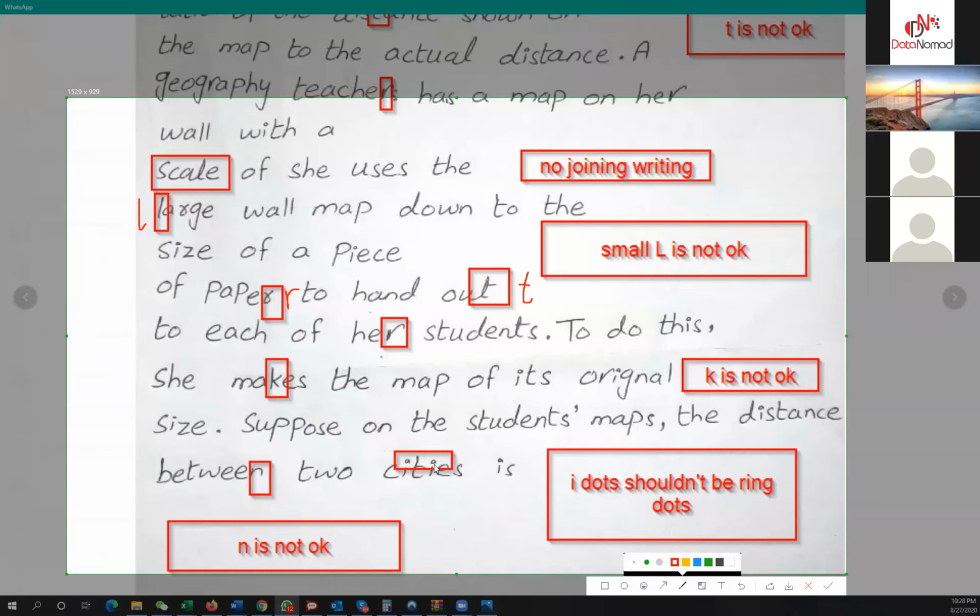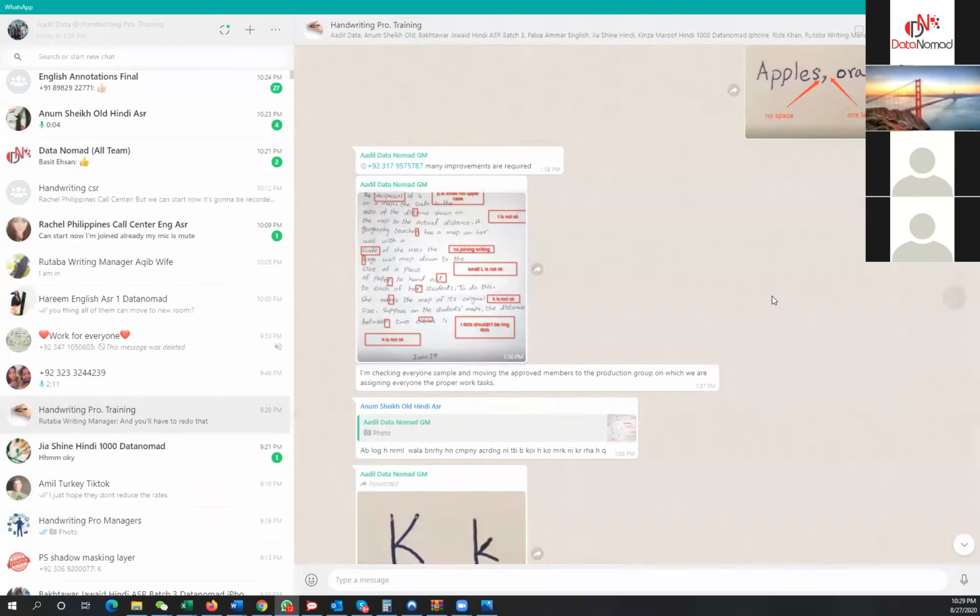Another important thing is that don't make these dots on top of I like this. We have this habit in Pakistan that people like to make like this on top, but that is not okay. You need to make a dot like this. All right. So these are some of the problems here.